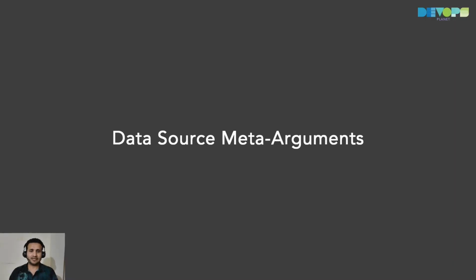Hi, welcome back. In this section, we are going to talk about the data source meta argument. Similar to the resource block, we do have the meta arguments in data source as well. This is something we have seen in the data source overview as well, that we can use the count in the data sources. We can use the depends on in the data sources. So let's have a look what kind of meta arguments are available for the data sources.